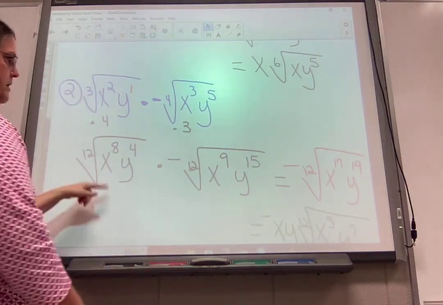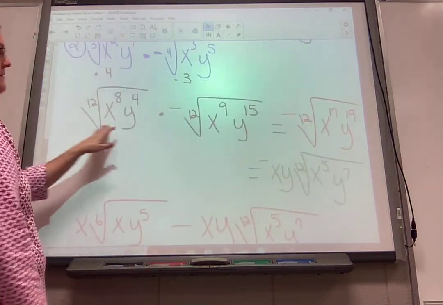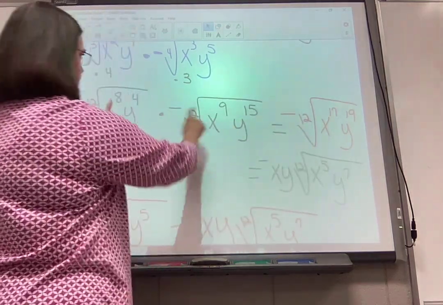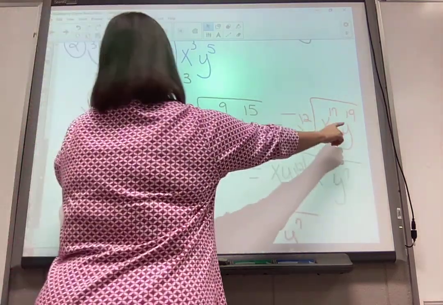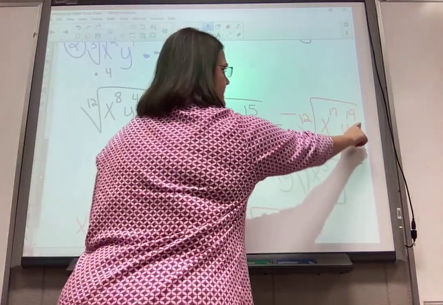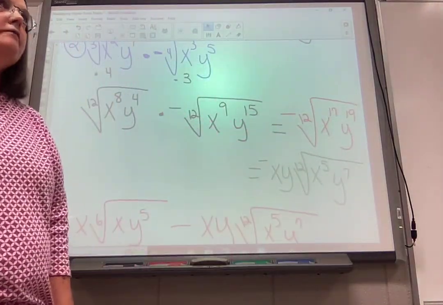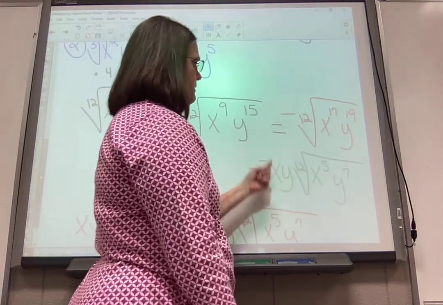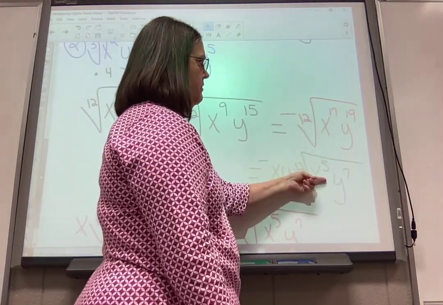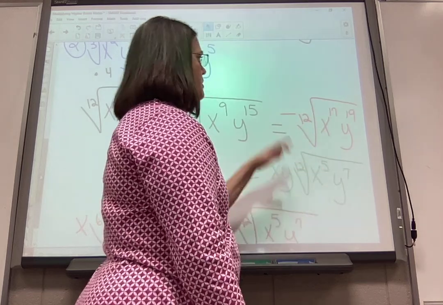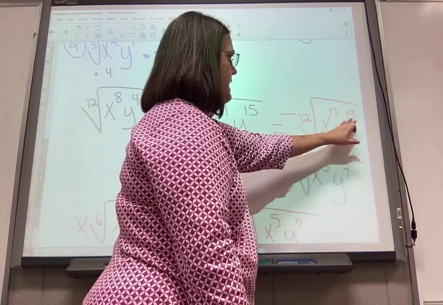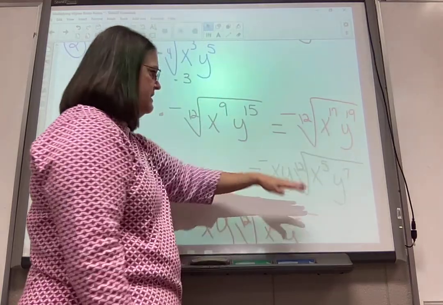All right, it's the 12th root. So, and a positive times a negative is a negative. So it's negative 12th root of, and add these, x to the 17th power, y to the 19th power. Now, I do have 12 in each of these. So 12 goes into 17 one time with 5 left over. 17 minus 12 is 5. 12 goes into 19 one time with 7 left over. 19 minus 12 is 7. So this is my second term.